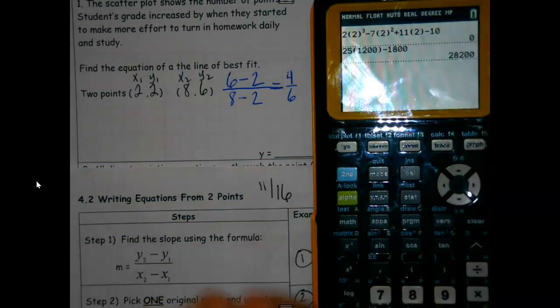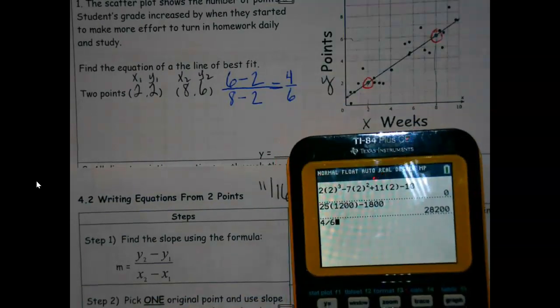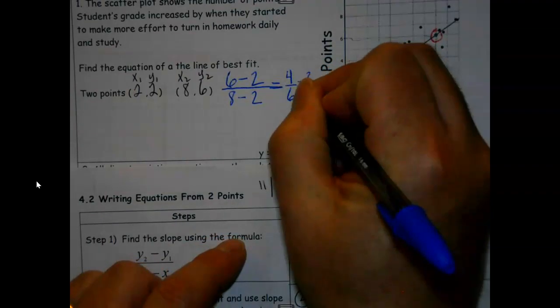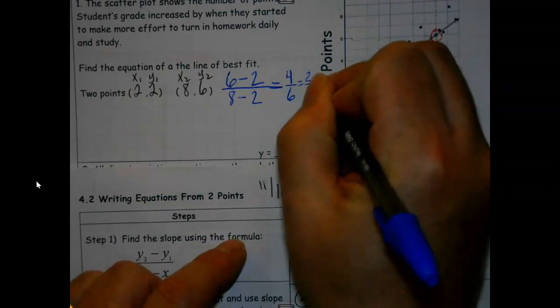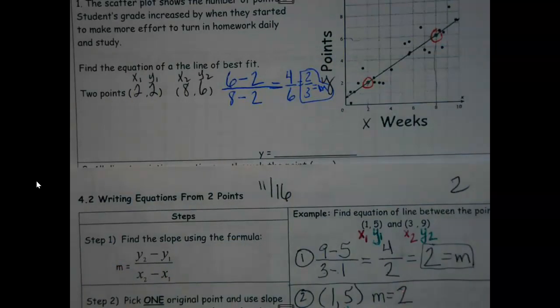But if I do 4 divided by 6, oops, that's glary. Let's try and avoid that. If I do 4 divided by 6 and I do math, enter, enter, I can actually reduce that down. Now, if I don't, is it wrong? Technically, no. But it's also going to make it easier when I do my next step. So I would suggest doing that.